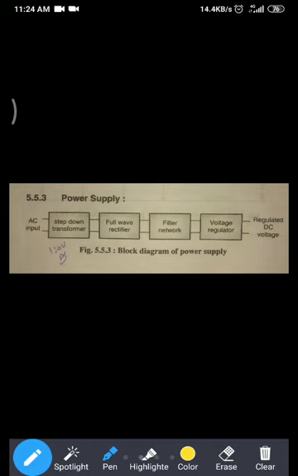Then indication. Suppose switches are connected. If that switch is off, then indication can be given for that switch. Suppose one lamp is there: if that switch is off, that lamp will be off. If that switch is turned on, then the lamp will turn on. See, that lamp is not an output device, it is a part of the input device.